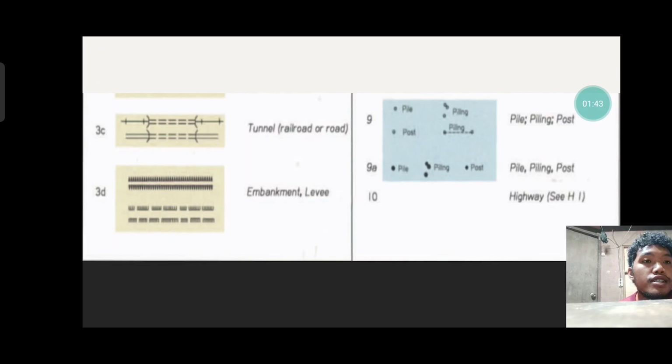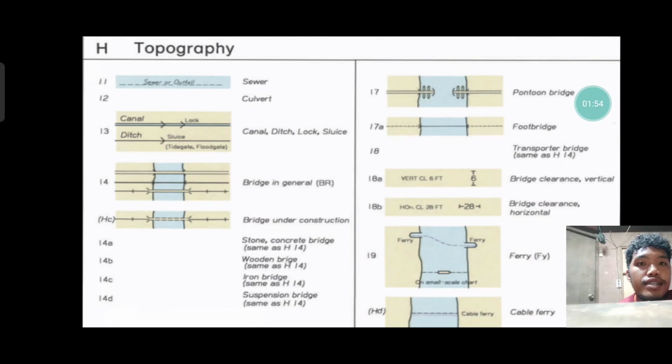These pictures on the right side are called the pile, piling, or post, while the other one is for the highway. The next for topography is this. This first symbol is for the sewer or culvert. This next symbol with the canal and ditch is for canal, ditch, lock, or sluice. Next is the bridge in general, or BR. Its abbreviation is BR. The next is the bridge under construction.